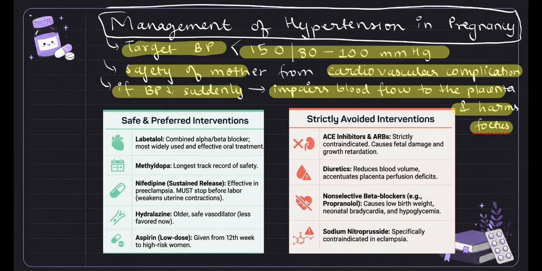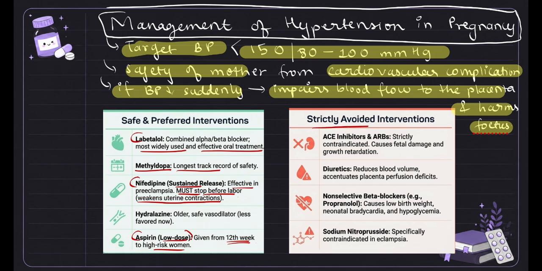When we do need to treat hypertension in pregnancy, labetalol is our most widely used and effective oral option. Methyldopa is also highly preferred. It has a very long, proven track record of safety. Nifedipine, in its sustained-release form, is effective too. However, it must be stopped before labor begins because it can actually weaken uterine contractions. For high-risk women, we often utilize low-dose aspirin starting around the 12th week.